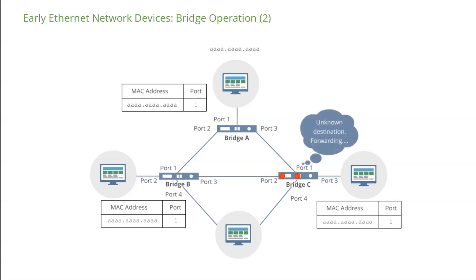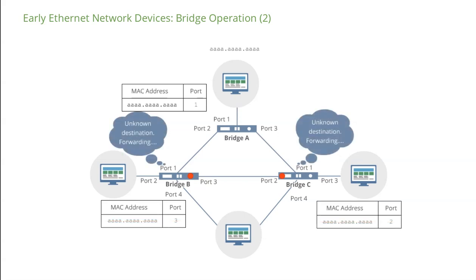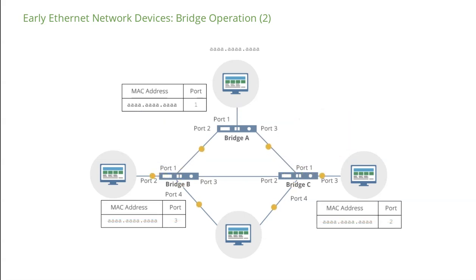Bridge C doesn't have the destination in its table either, so it also forwards the frame it received on port 1 out all ports. But now bridge C has the frame it just received on port 2, and bridge B has the frame it received on port 3. They both update their address tables accordingly, and then flood the data out all ports, except the port on which the data was just received.